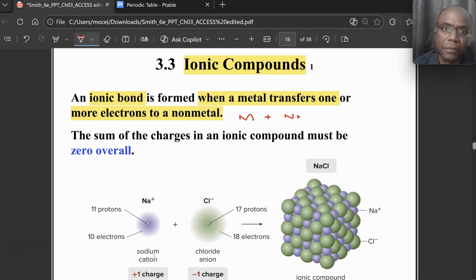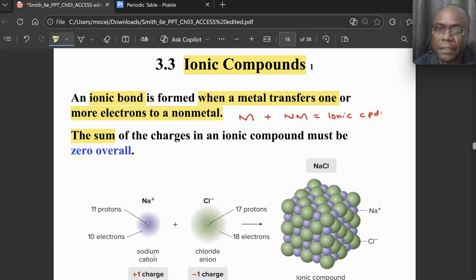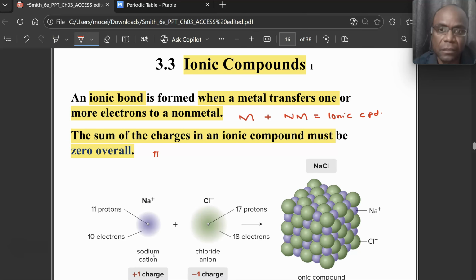Always when a metal reacts with a nonmetal, expect an ionic compound. But when a nonmetal reacts with a nonmetal, you expect a covalent compound. The sum of all charges in an ionic compound must always be zero, because the number of electrons lost must be equal to the number of electrons gained by the nonmetal. Who loses the electrons? The metal. Who gains the electrons? The nonmetal.